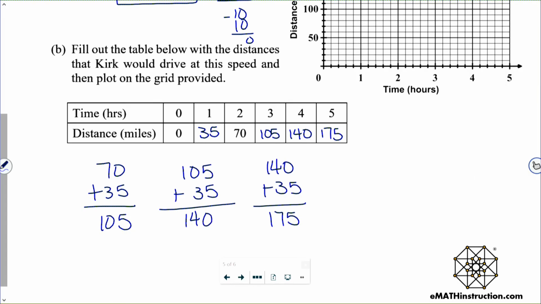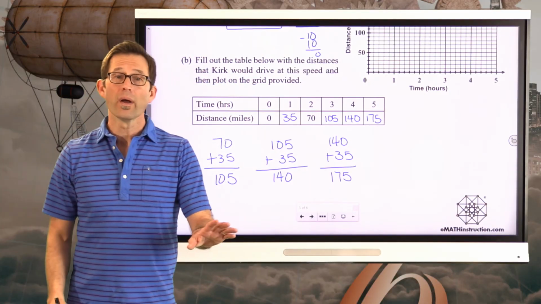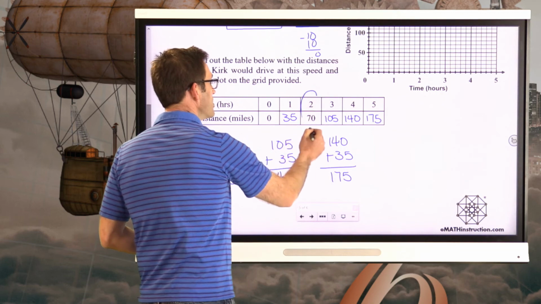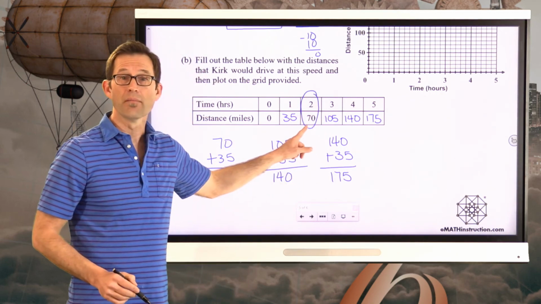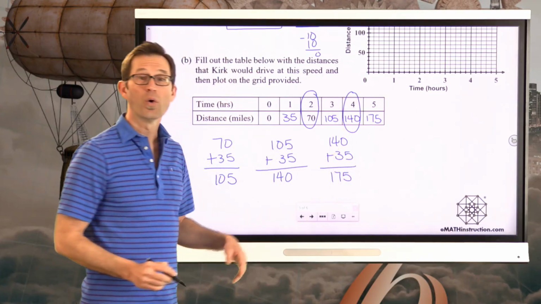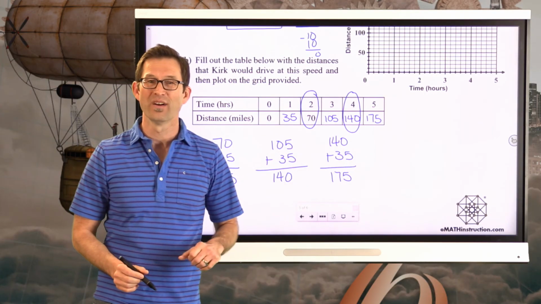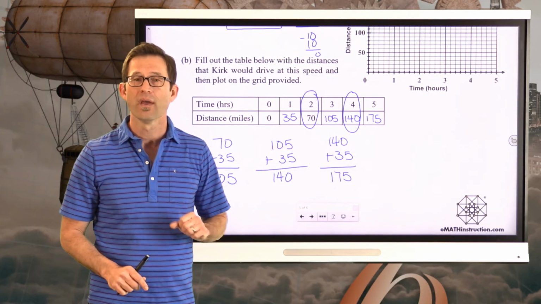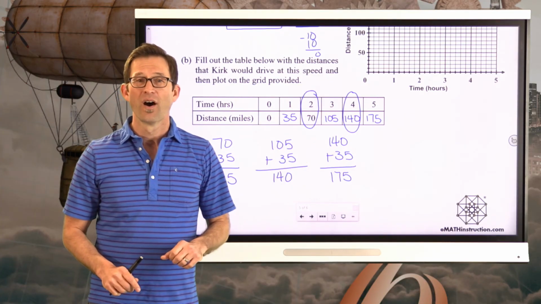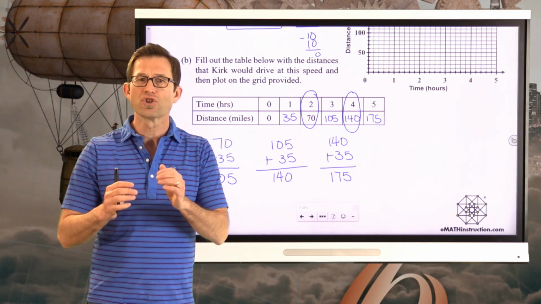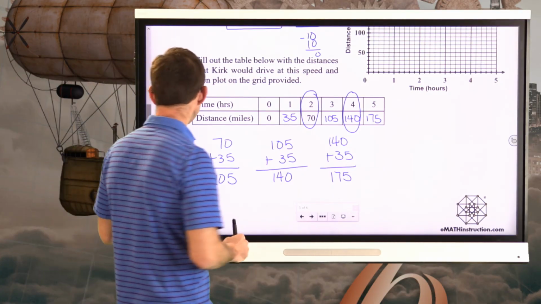All right. By the way, one thing that I'd hope you'd notice about this table is that in 2 hours, we've driven 70 miles. And if we double that, in 4 hours, we've driven 140 miles, right? And you always see those kind of patterns when you look at ratio tables. Now we also want to plot this, because I want you to see these plots of these constant ratio relationships, and it's kind of nice, right?